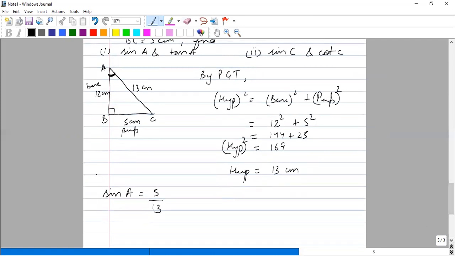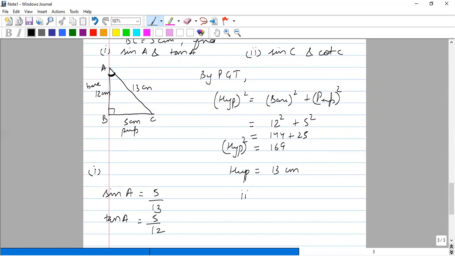For the first part, we have to find two things, sine A and tan A. Okay. Then tan A. Tan A formula is perpendicular upon base. Perpendicular is 5 and base is 12. 5 upon 12. All right.